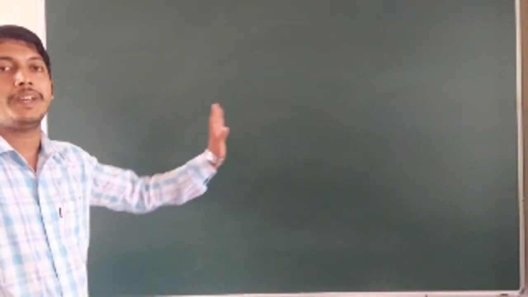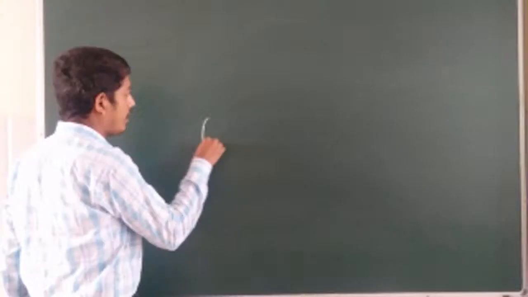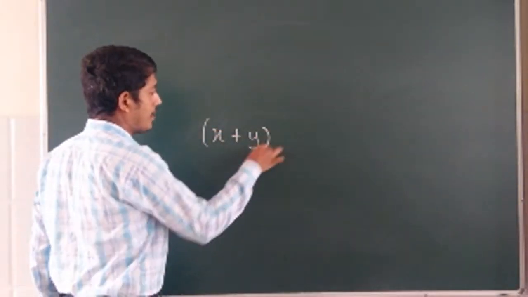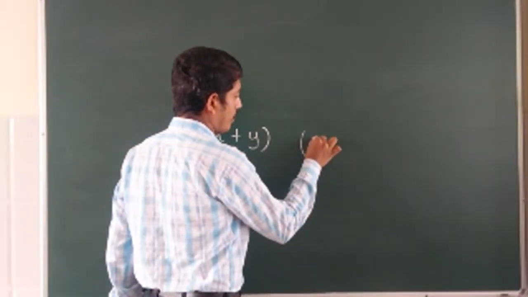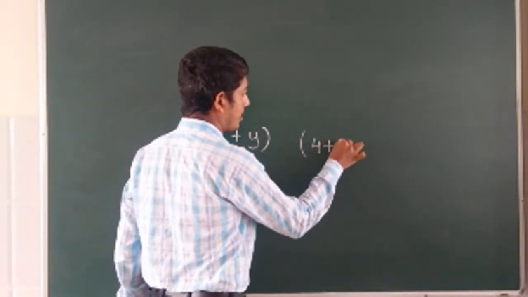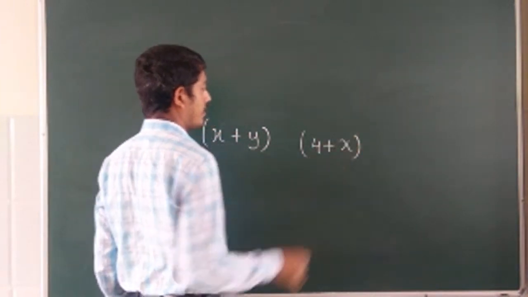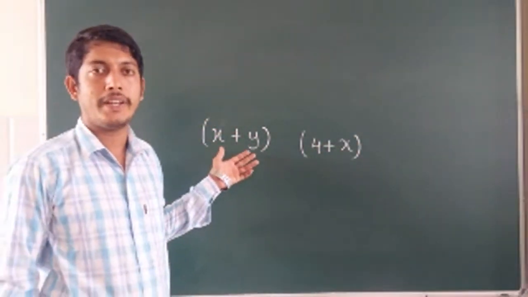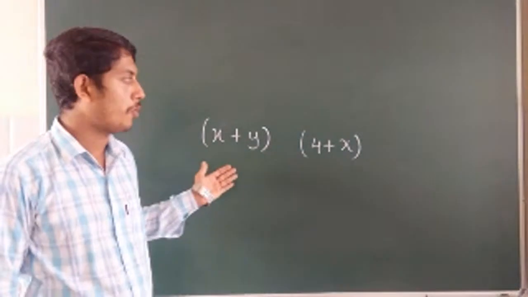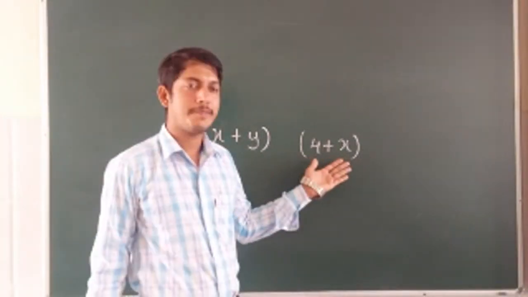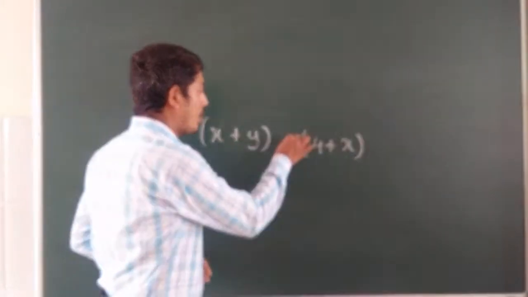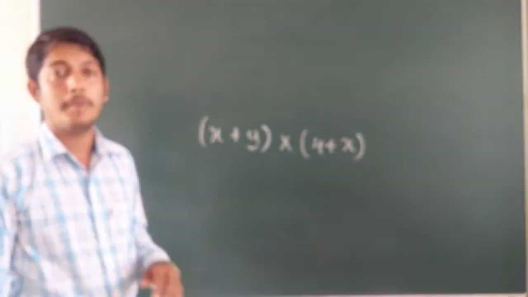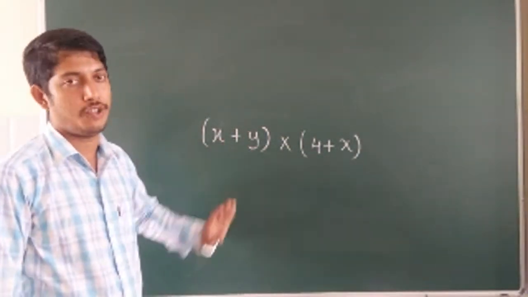Multiplication of binomial and binomial. If I consider the first expression as x plus y and the second expression as 4 plus x, the first algebraic expression has two terms, that's why it is called a binomial, and the second expression also has two terms, that's why it is also called a binomial. Multiplication of these two binomials is known as multiplication of binomial and binomial.